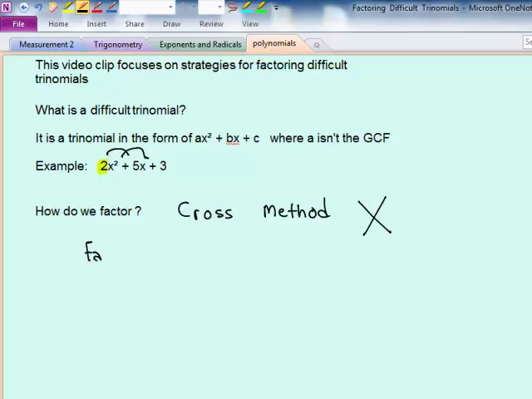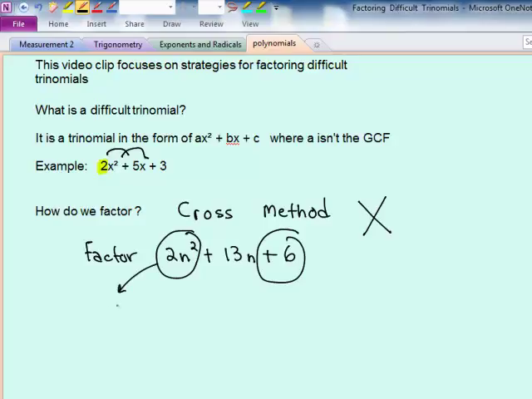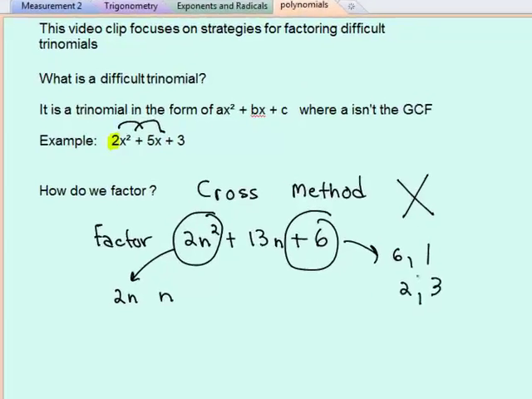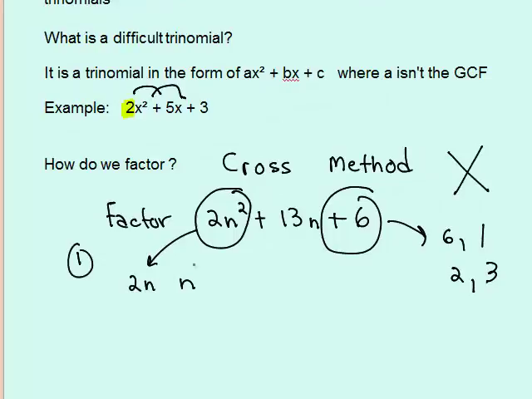So here's my example. Factor 2n squared plus 13n plus 6. In this method, I take factors of my first term, factors of my last term. Factors are 2n and n, factors are 6 and 1, and 2 and 3. And then the next step is I have to decide what factors to use and how to arrange them on my cross. So my first step is find the factors.